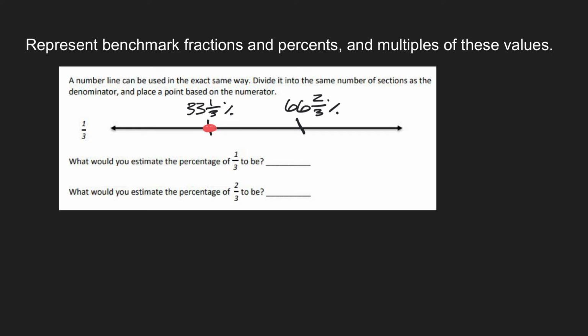And it's not really an estimate because we've memorized it now. 33.33. And then the other one would be a dot right here. 66 and 2/3. If they ask for decimal, remember we also want to remember that this equals 0.3 repeating and that this equals 0.6 repeating. So these are benchmarks that I really think are helpful for you just to memorize. That way you don't have to calculate it every time.